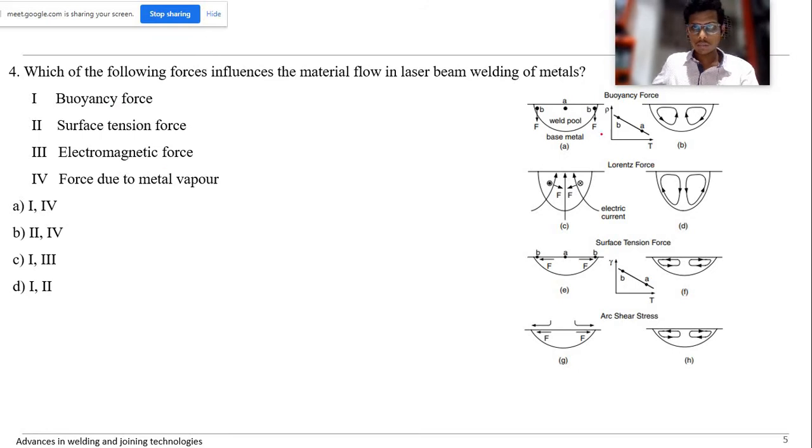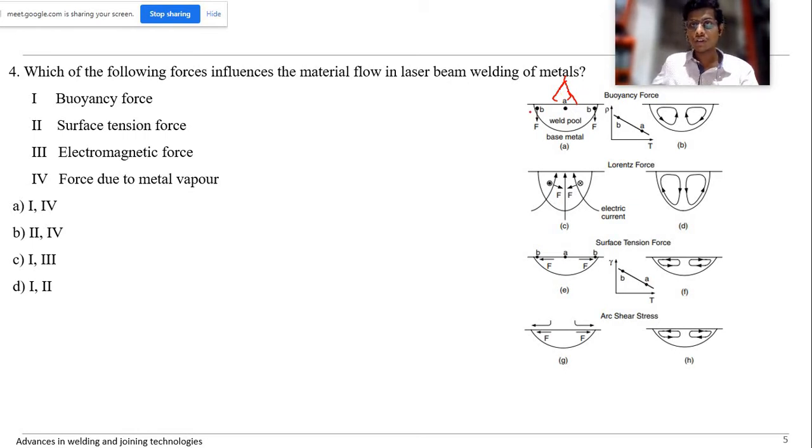So first of all, buoyancy force. What happens? Suppose this is a weld pool. I think you guys are getting the understanding. This is a cross section of a deposited bead, and this is the weld pool. Suppose I take points A and B, where A is at the center where the arc will be. So obviously temperature will be more here, and at B, the temperature will be less. Obvious, right?